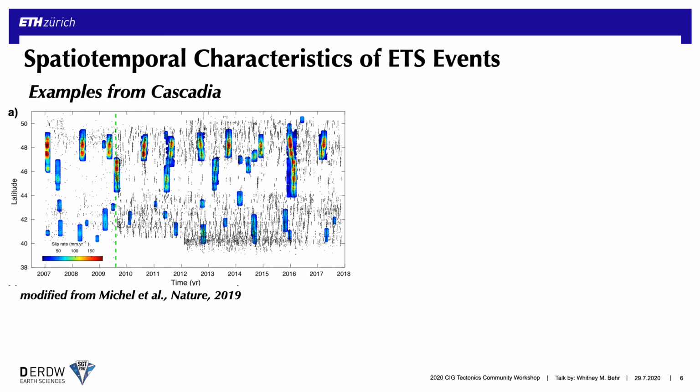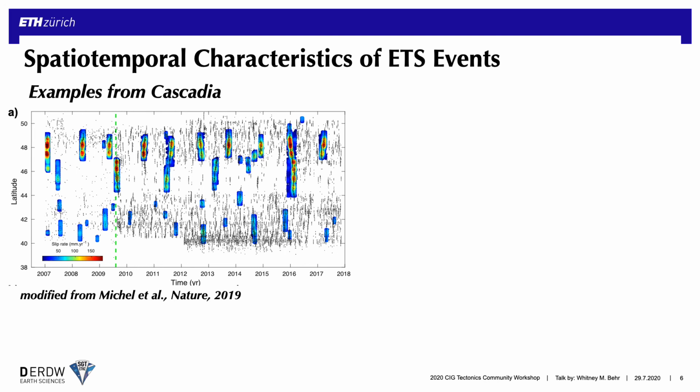So now let's look a little bit at some of the spatiotemporal characteristics. This is a neat plot from Michel and others for Cascadia with time on the x-axis and latitude on the y-axis. And it shows the along strike distribution of both low frequency earthquakes, the black dots, and slow slip events through time, which are the regions colored by slip rate.